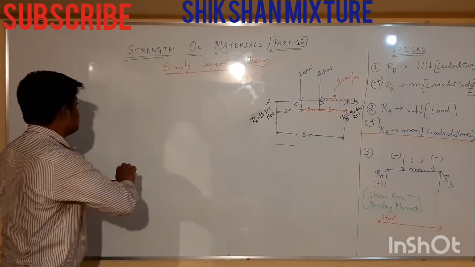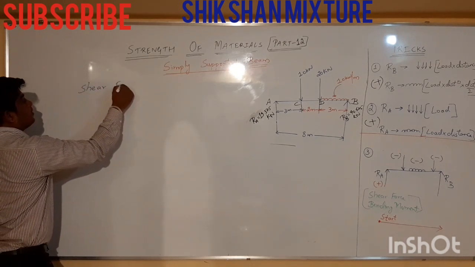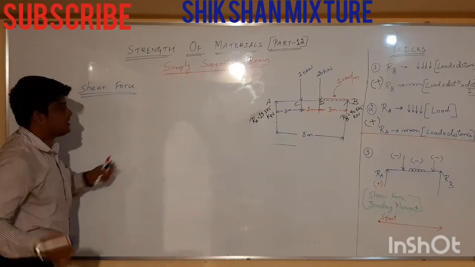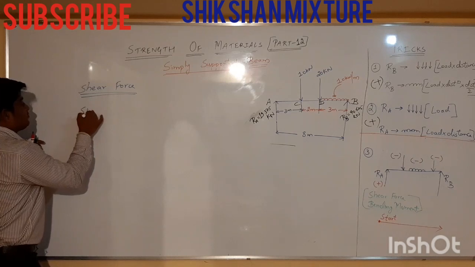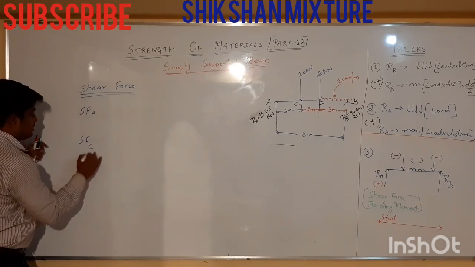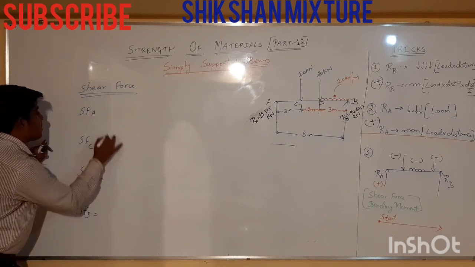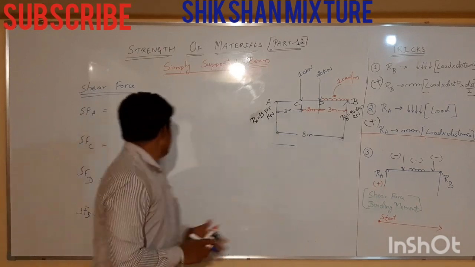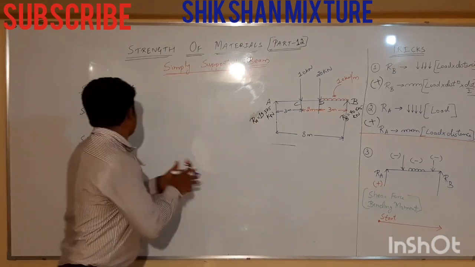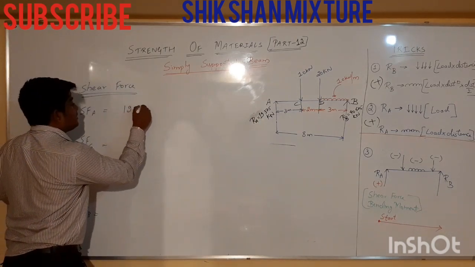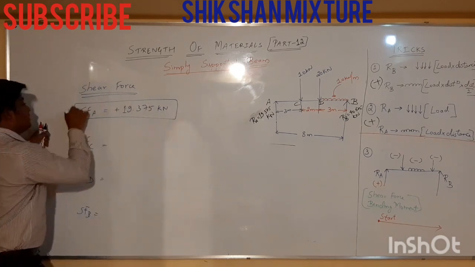We will find the shear force now. Now listen here. Shear force at A, C, D, B. Fine. First, shear force at A, shear force at C, shear force at D, shear force at B. What does the trick say? Positive, negative, negative. Now it is positive. 19.375 kilonewton, that is positive. First one is over. Simple.